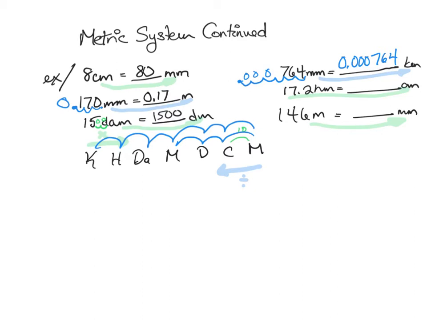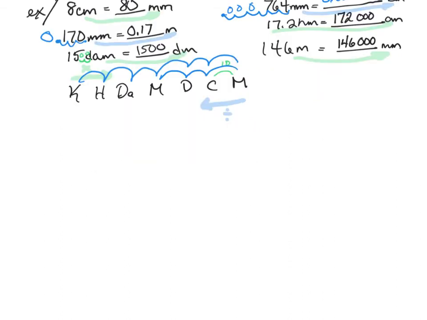Okay, so 17.2 hectometers, we are going from big to small, so we multiply all, and we have 172,000. And the last one, 1, 2, 3 hops, 146,000.